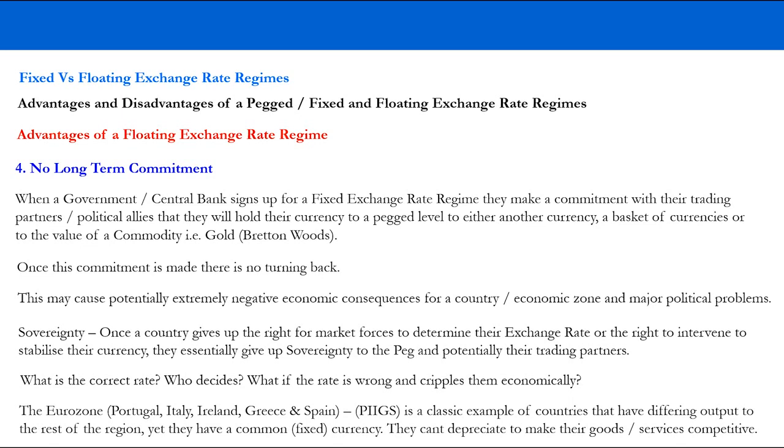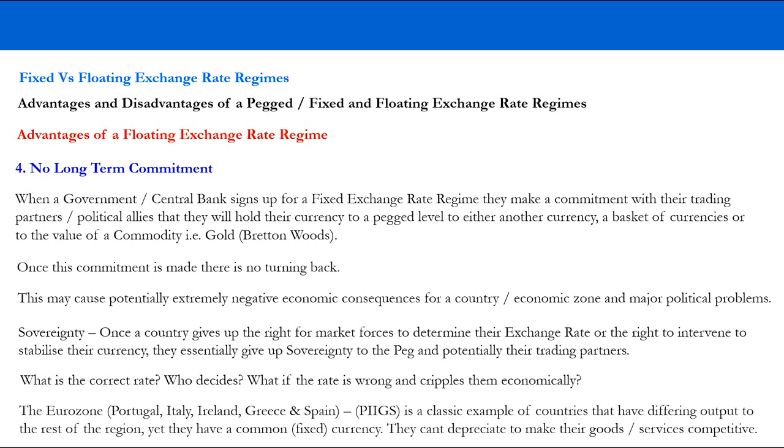Also, there's always the issue of setting the correct rate. So what is the correct rate? Who actually decides that? And what if the rate is wrong and cripples your country economically? All these questions cannot be answered until you give up your sovereignty. And the Eurozone is a classic case of this.